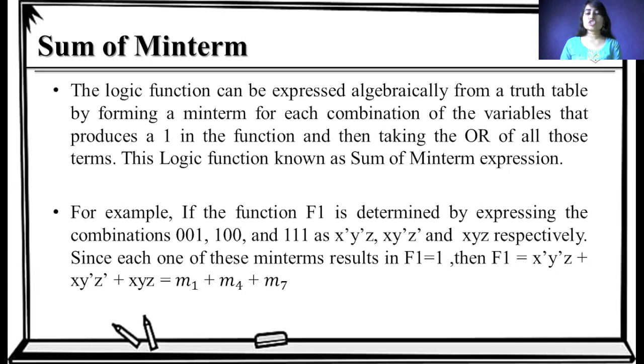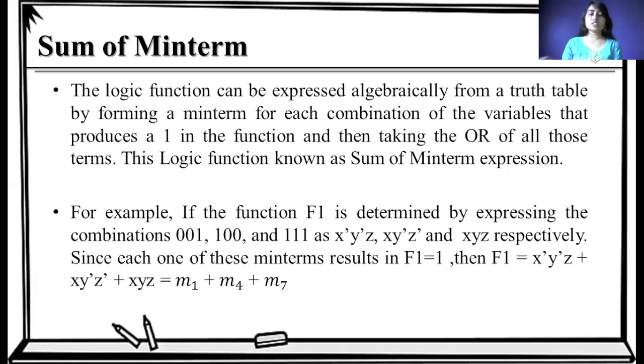So here function f1 is represented by x' y' z plus x y' z' plus x y z, because for all three conditions we have output 1. We represent these individual terms in minterm form, then take the sum of all these terms, as we have output 1 for all three input conditions.